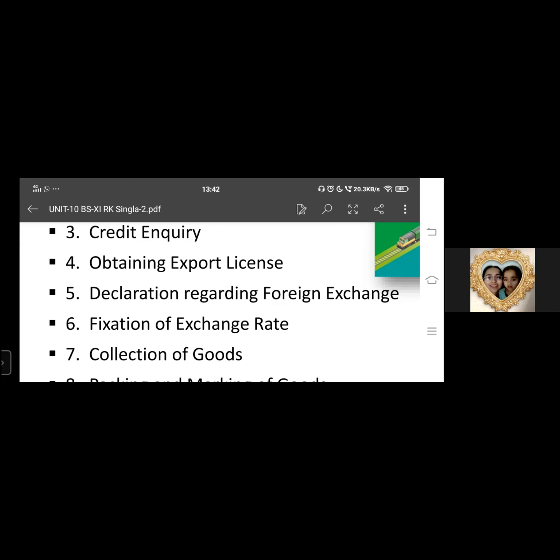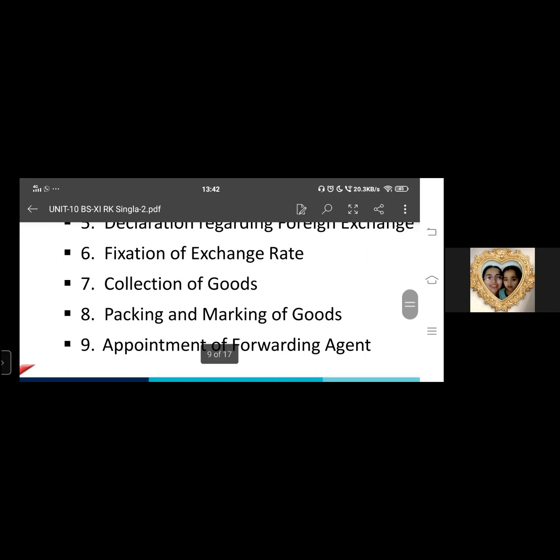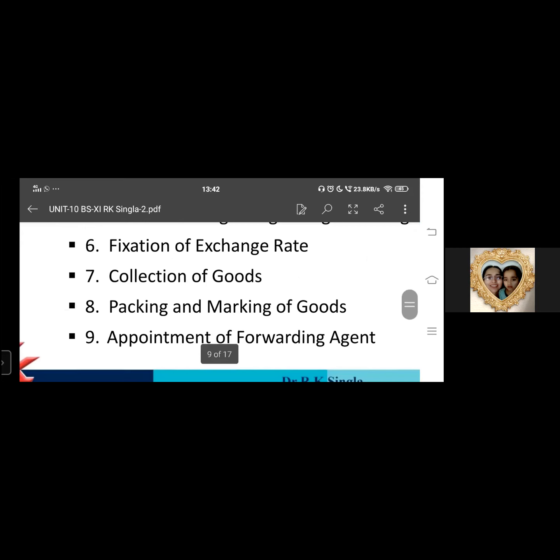Okay, next seventh point is collection of goods. After receiving the order of goods and finalization of all other terms and conditions, the exporter collects the goods. Okay, if the goods are in his stock, they are assorted and duly packed, and if not in stock, then they are purchased from the other supplier. Okay, goods collect karne. Then eighth point, packing and marking of goods.